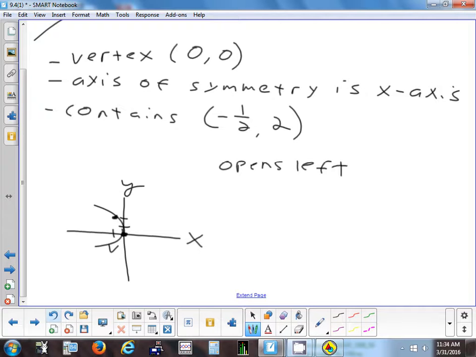What's my equation for a parabola opening left? Y squared equals negative 4ax. Yep. Y squared equals negative 4ax. What letter do I have to find? I have to find a somehow. But they did not give me the focus. They gave me a point. So how can I get a?